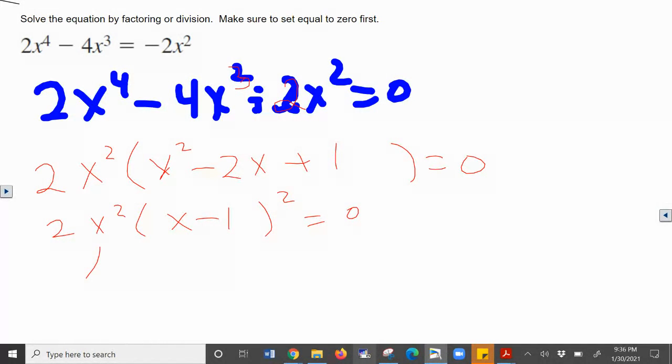2x squared equals 0. What makes that 0 is x equals 0. x minus 1 equals 0 means that x is equal to 1.